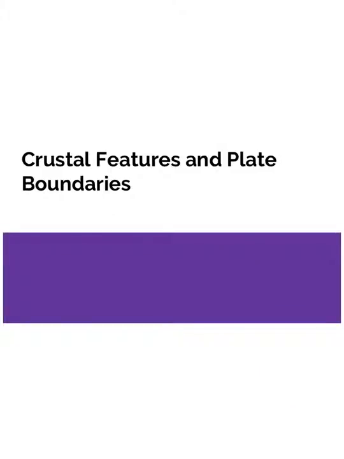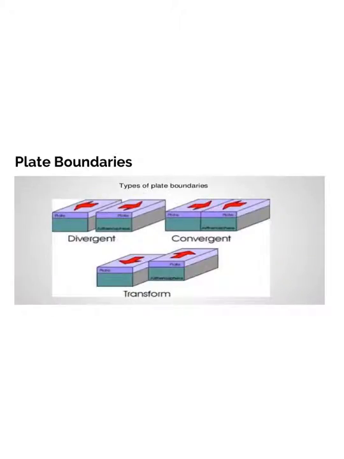In this video, you will find the different crustal features that are created at plate boundaries due to movement in the plate boundaries. There are three types of plate boundaries: divergent, moving away from each other; convergent, moving towards each other; and transform, sliding past each other.